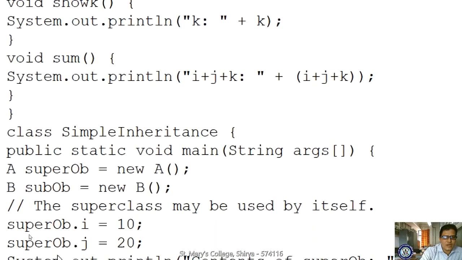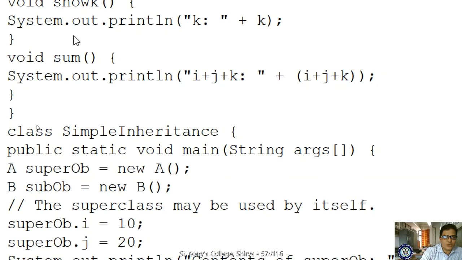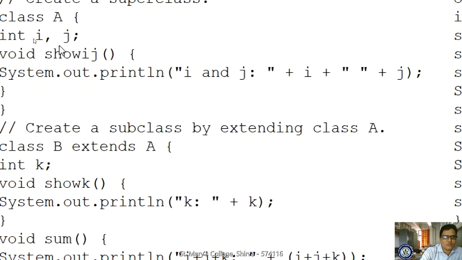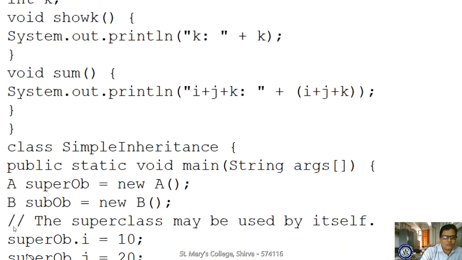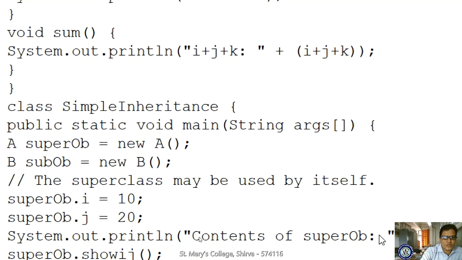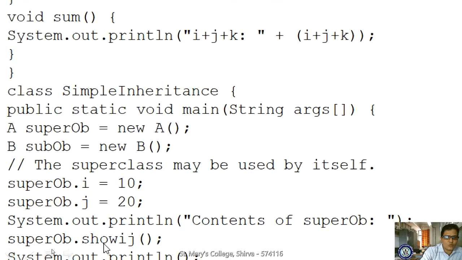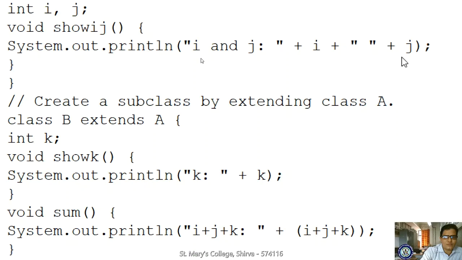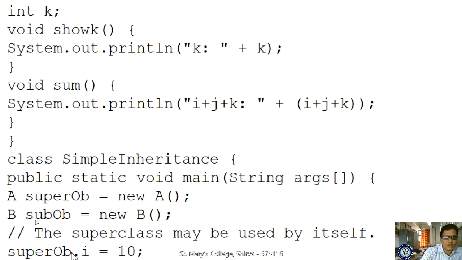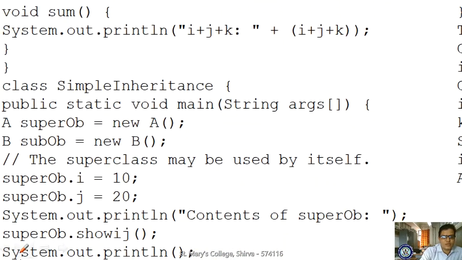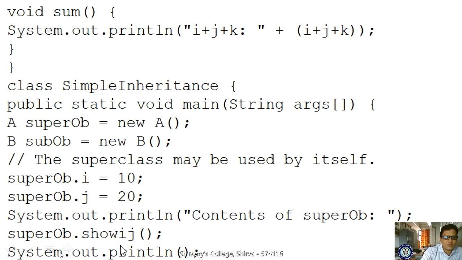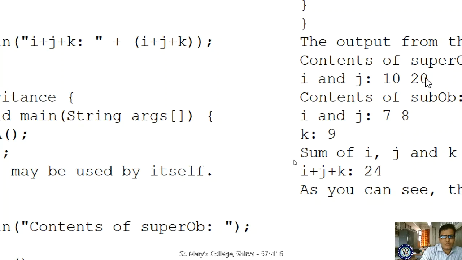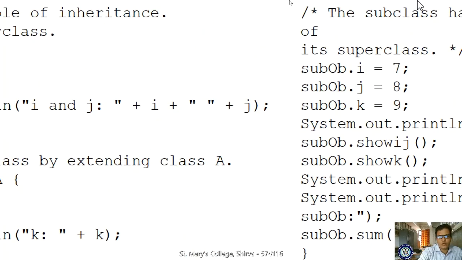Next, super object dot j is 20, so you are accessing the value of j as 20. And now you are displaying the content of superob dot show ij. In the show ij method you are displaying the i value as well as the j value, that is 10 and 20, right? 10 and 20 is displayed. Afterwards I am using one new line. After the new line, please observe the program has not ended.